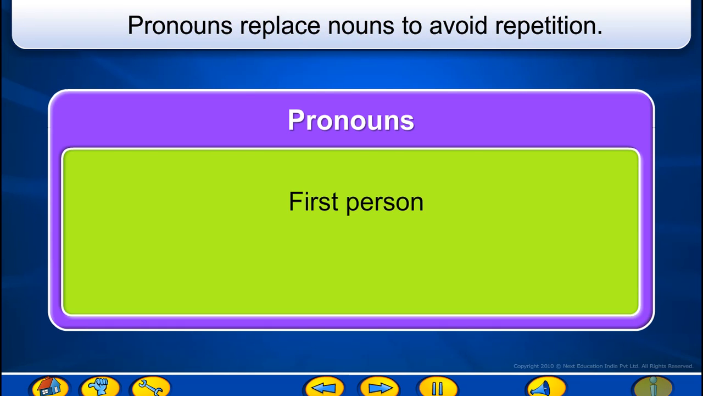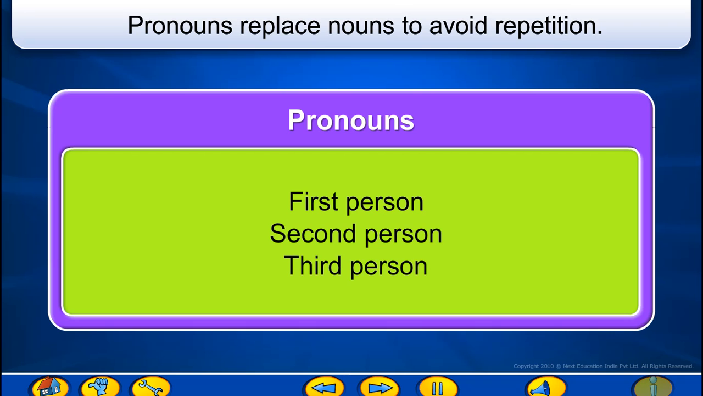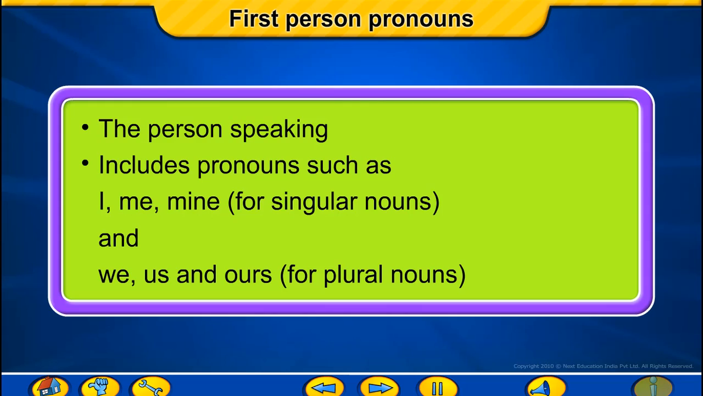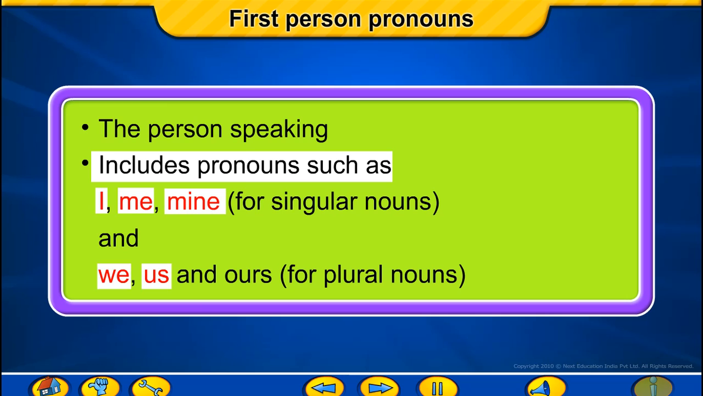Pronouns can stand for first, second, or third person. The first person is the person speaking. In the first person, we have pronouns such as I, me, mine, used for singular nouns, and we, us, and ours, used for plural nouns.